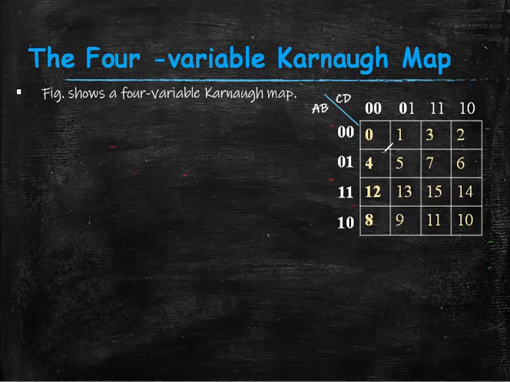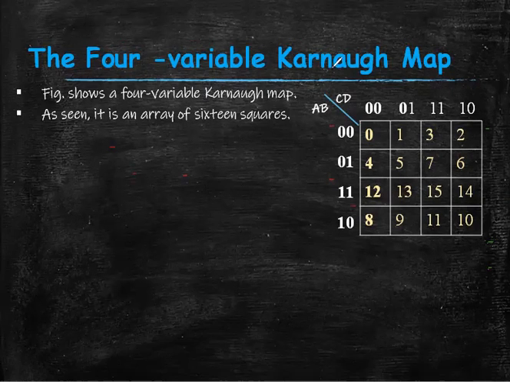And here also, the positions in the decimal number are represented. Okay. And look at the diagram. There are 16 squares. We know that for the 4 variable, 2 raised to 4 is 16. 16 squares, that is starting from 0 to 15. There are 16 squares.